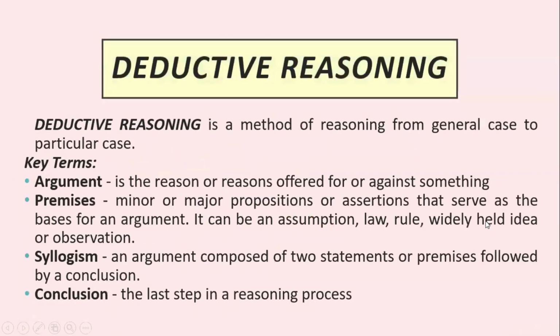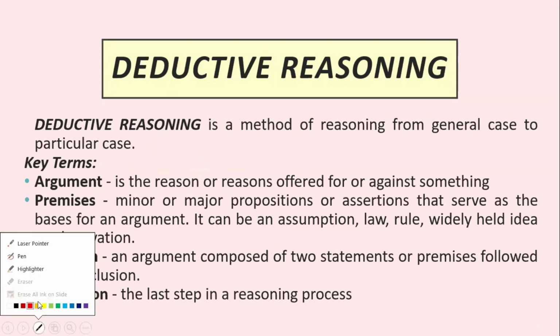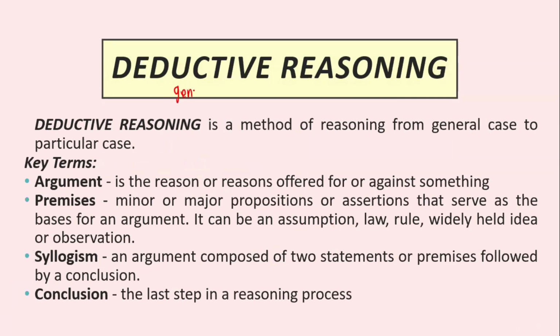Now let's move on to deductive reasoning. Deductive reasoning is a method of reasoning from a general case to a particular case. So, giving a general case, to a particular or specific case, and then giving a conclusion. All right, so meaning to say general, specific, and then give a conclusion.